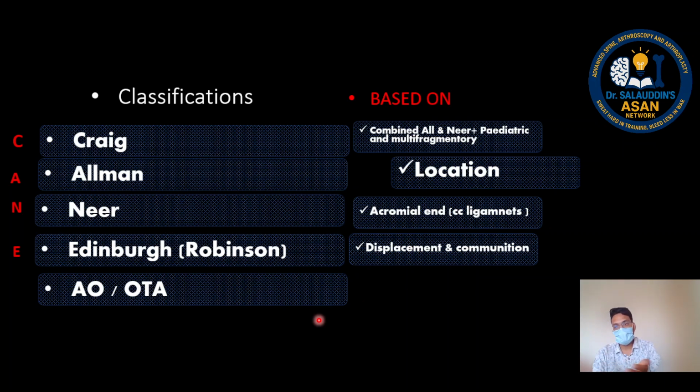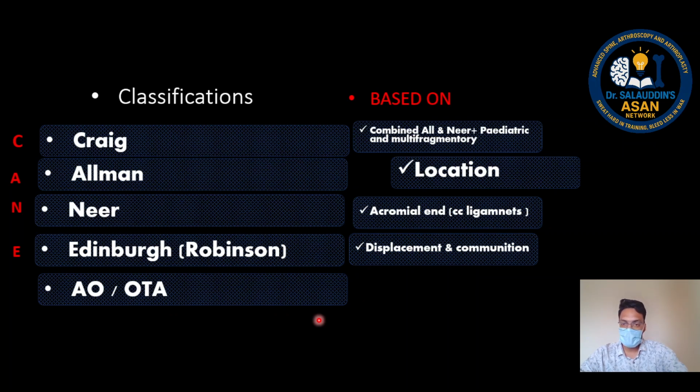So if it is displaced, it is type 2B. So the fracture is displaced. If it is having a wedge, it is type 2 B1. If it is multifragmentary, it is type 2 B2. Type 3 is the lateral end. The lateral end and the acromial end. So the type 3 acromial end or the articular, where he divides into extra-articular and intra-articular.